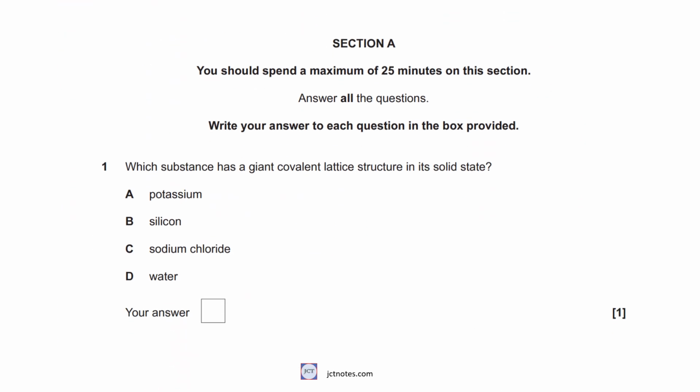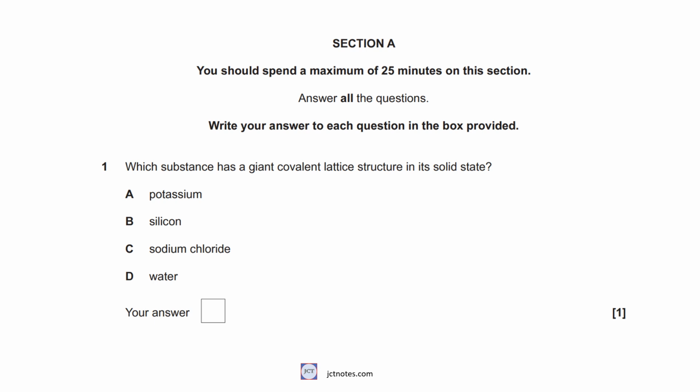We start with Part A, Question 1. We are asked which substance has a giant covalent lattice structure in its solid state? Potassium, silicon, sodium chloride, or water.